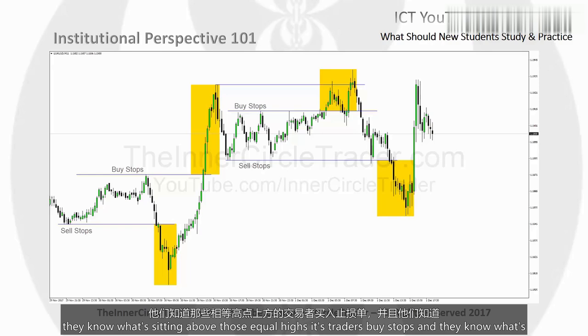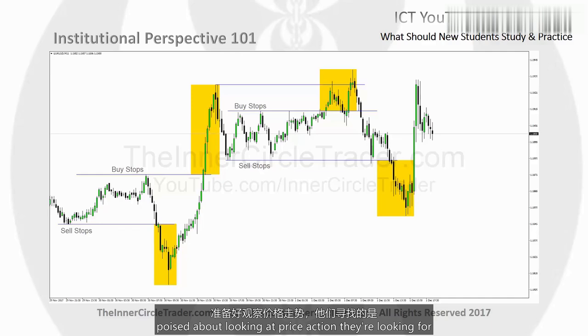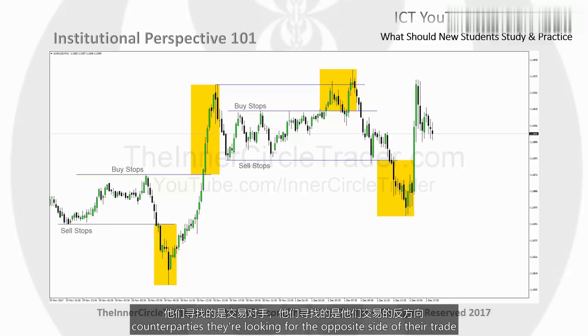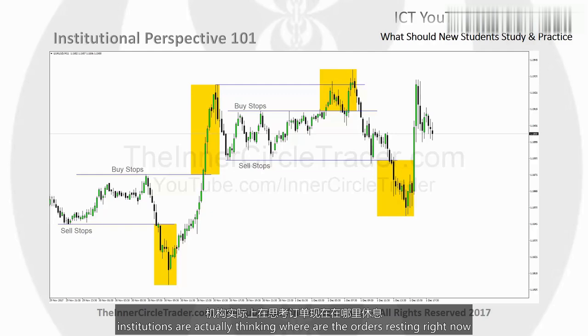They know what's sitting above those equal highs: traders' buy stops. And they know what's residing below the equal lows: traders' sell stops. So the way institutional mindset is poised about looking at price action, they're looking for counterparties. They're looking for the opposite side of their trade. So when everyone else in the retail world is looking for indicators to give them buy and sell points, institutions are actually thinking, where are the orders resting right now?